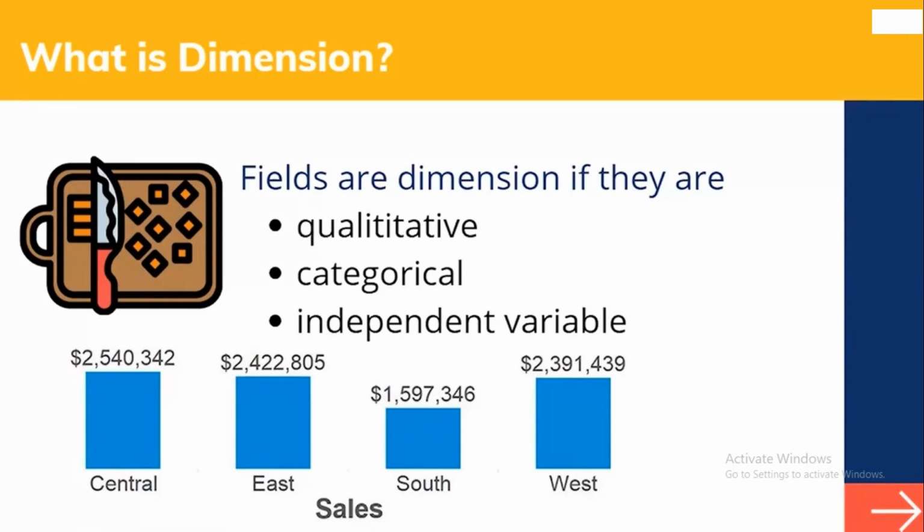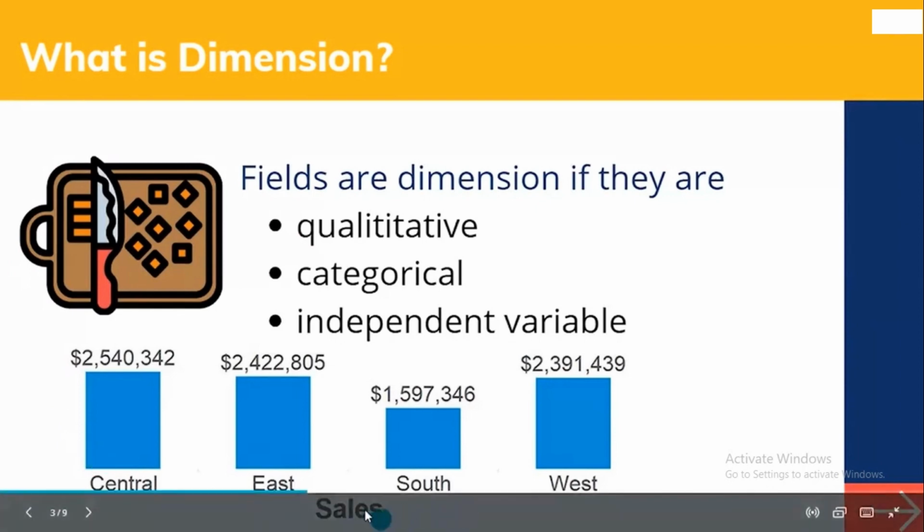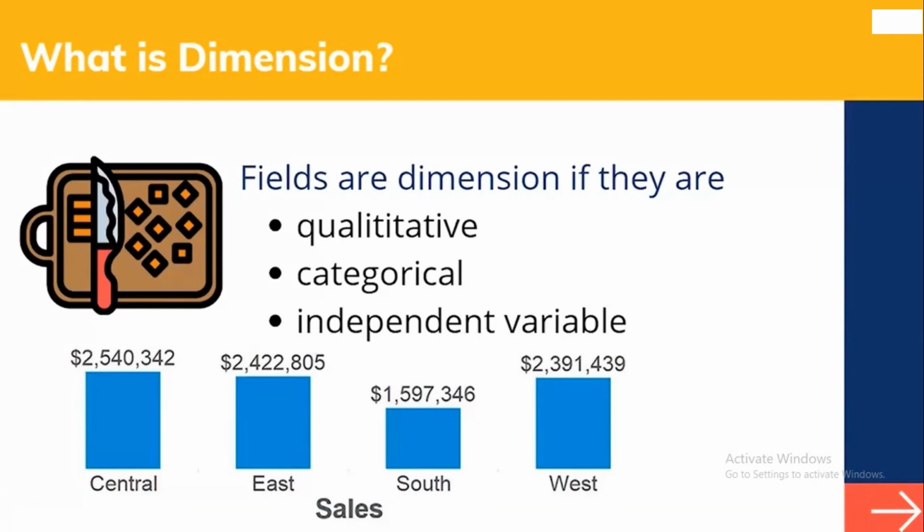Okay, so now what is the meaning of dimension? See, you are able to see this one, right? So you have something called sales. Sales is nothing but a field, right? So now when I have a field like sales, I can actually divide this field further. I can divide it as the sales which happened in Central America, the sales which happened in East America, the sales which happened in South America. So like this, the entire field can be broken down.